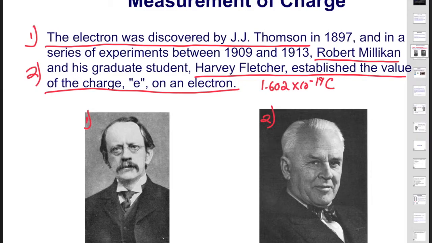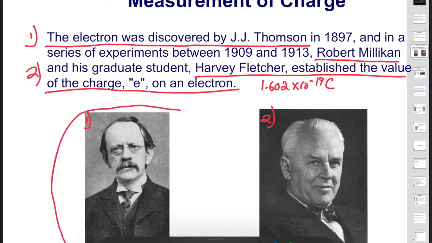The first point that we have here is that the electron was discovered by J.J. Thomson. This is the picture that we have right here. That is the first one. He's really famous since he was who discovered the electron.